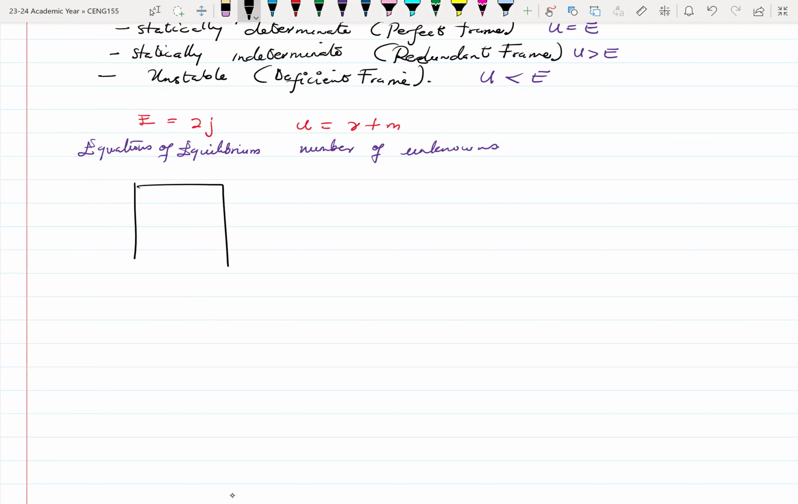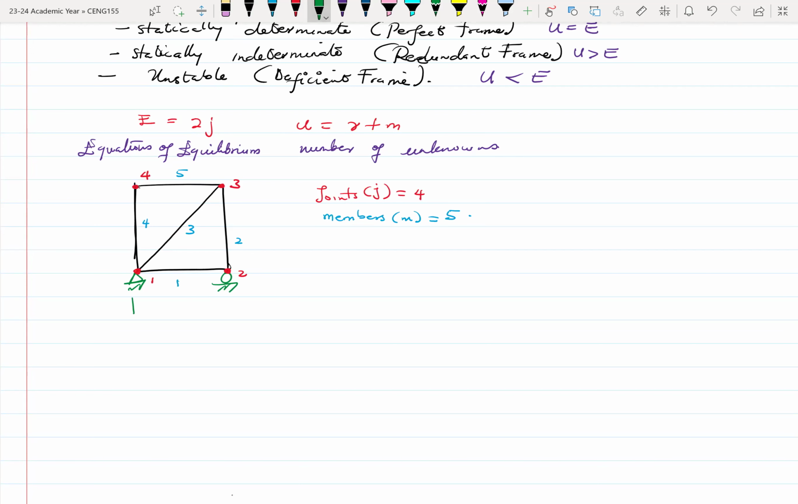Let's look at some examples to explain. If you have this frame system, these are your supports. Now let's count our joints. We have joint 1, joint 2, joint 3, and joint 4. So the number of joints, J, is equal to 4. Let's count our members: member 1, 2, 3, 4, and 5. So our members, M, is equal to 5.